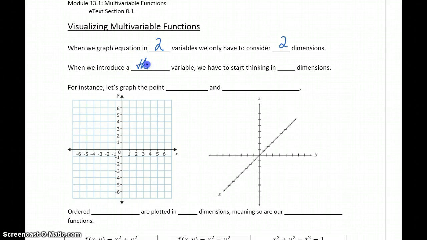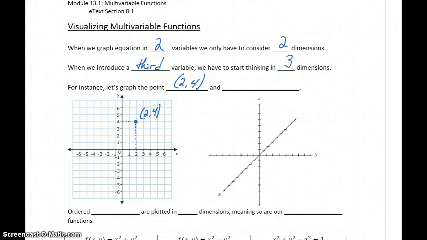When we introduce a third variable, now we have to start thinking in three dimensions. So more in the actual kind of real world space that we live in. So for instance, we could start by graphing the point (2, 4). To do that, we would just find x equals 2 on our x-axis and y equals 4 on the y-axis. So we go to x equals 2 and up to y equals 4 and plot our point.